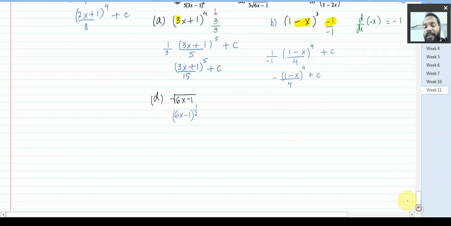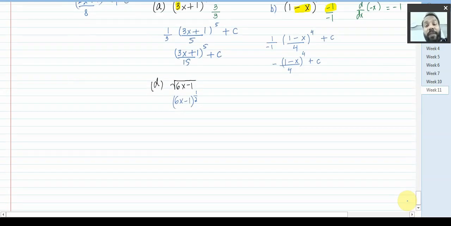What is the derivative of the function? Your function is 6x minus 1. The derivative of 6x minus 1 will be 6, because the derivative of a constant is 0. So what you need is a 6 here. We can multiply and divide by 6. The derivative of this function is present, which means now it is ready to integrate.